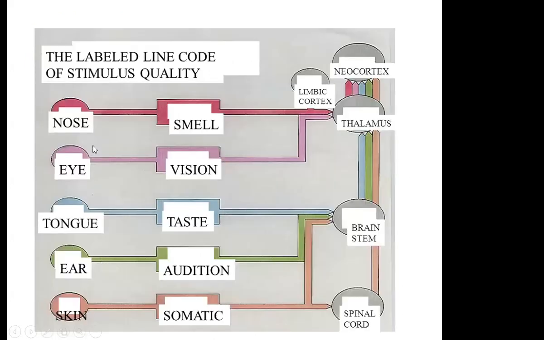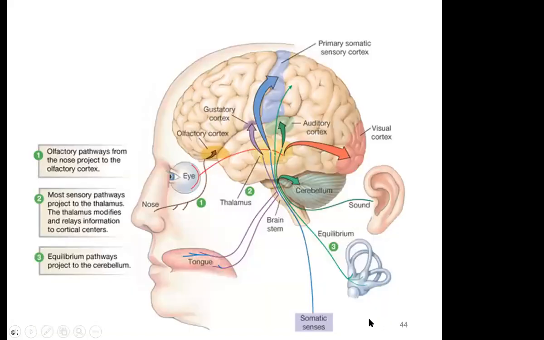So this is just a very, very basic labeled line graph that will show you for our nose, we've got smell, it's going to be going into the limbic cortex. The eye will carry vision, the tongue carries taste, ear, etc., etc. So basically what you're seeing here is everybody has their own line that they are going to go in order to ultimately find their way into the appropriate part of the central nervous system.